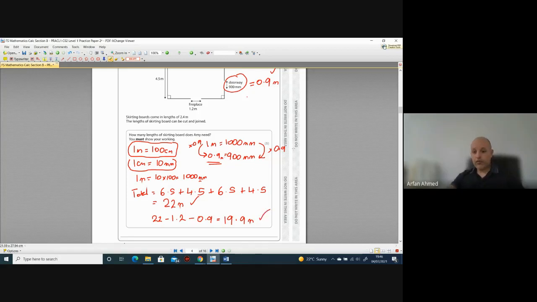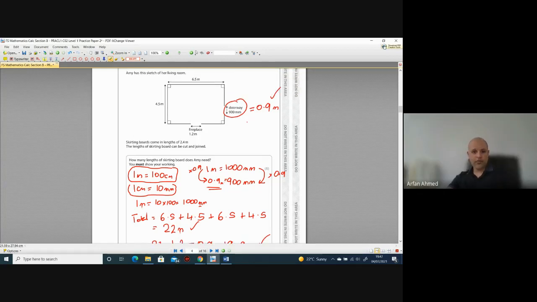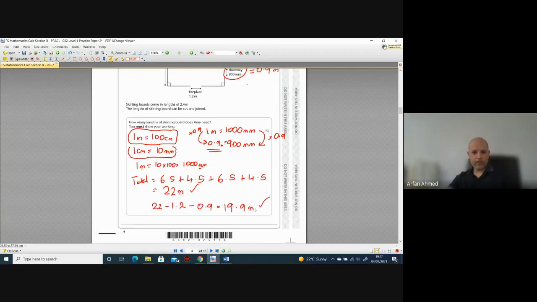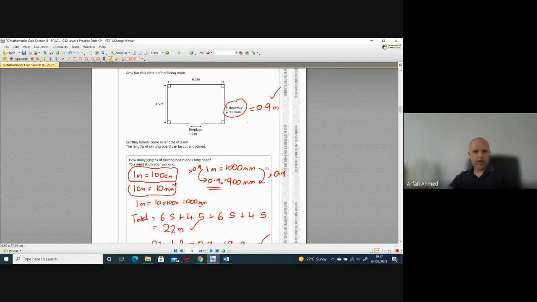So however you get this answer at 19.9, this is not a final answer, by the way. We need to see this. The people marking it, the Edexcel examiner, whoever's marking it, they need to see that you've got 19.9 for the perimeter of this room, without the fireplace, without the door, because we don't want them. However you get it, makes no difference. Okay, so that's the third mark.